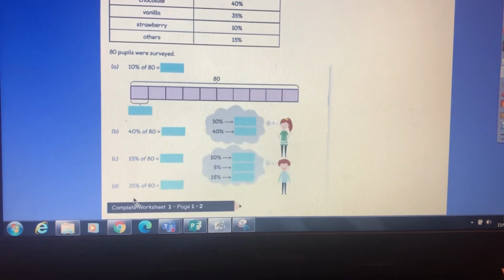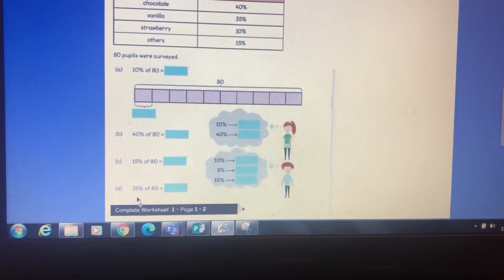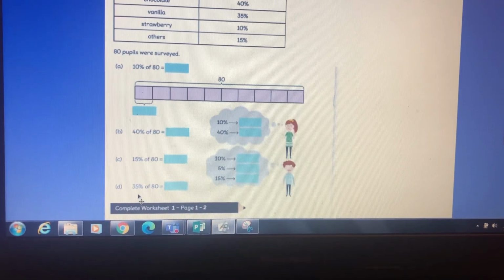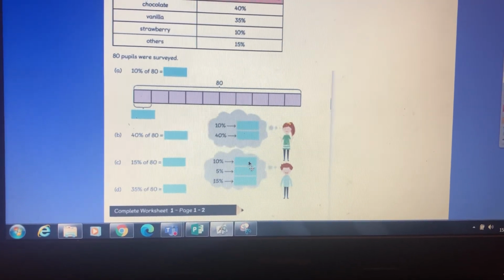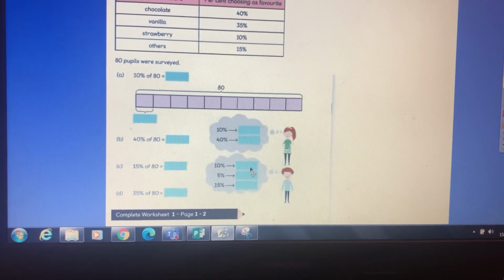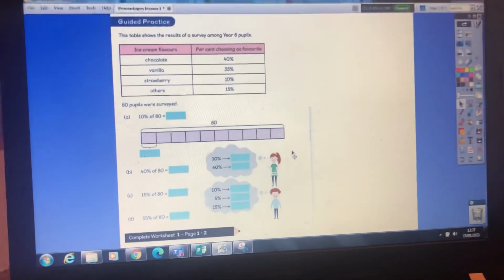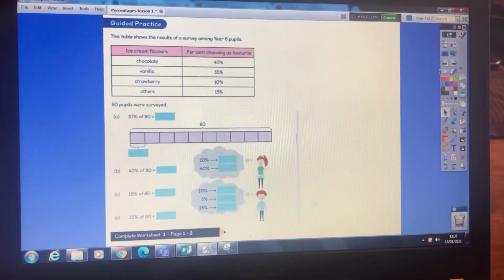And then for 35%, I would do 3 lots of 10% and then add 5%. Okay, you may need to re-watch this part of the video before you fully understand it.